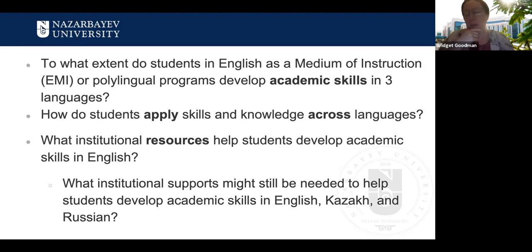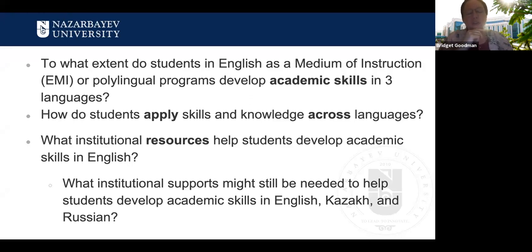The recent paper I published with Phil Montgomery, we are arguing based on our institutional research that our students at NU GSE develop genre knowledge so highly in English that they end up transferring those skills to Russian and Kazakh, and sometimes that transfer is received positively, and sometimes that transfer is received negatively, and they have to adjust and use different skills for Kazakh and Russian. And you'll see related issues in this presentation today.